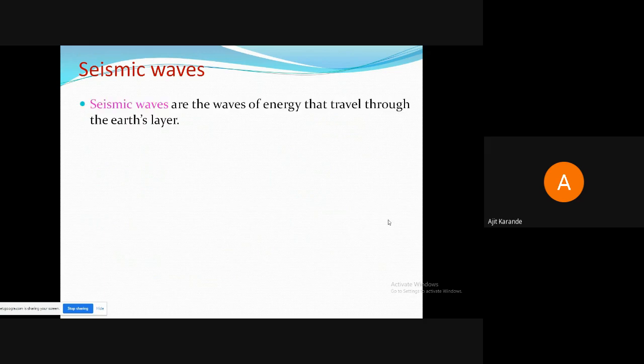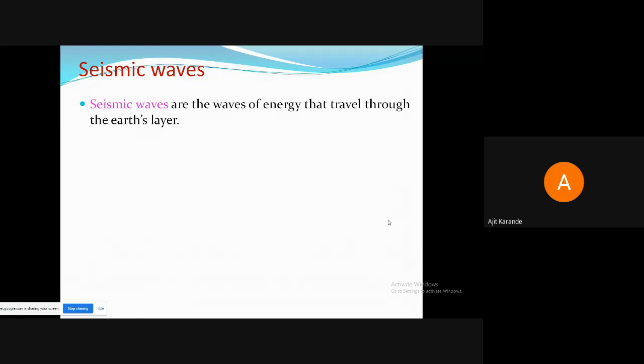Now, during an earthquake, large strain energy is released, which we had discussed earlier in many lectures. Now, this strain energy is released in the form of elastic waves, which are generated at the focus. So these waves are generally called seismic waves.